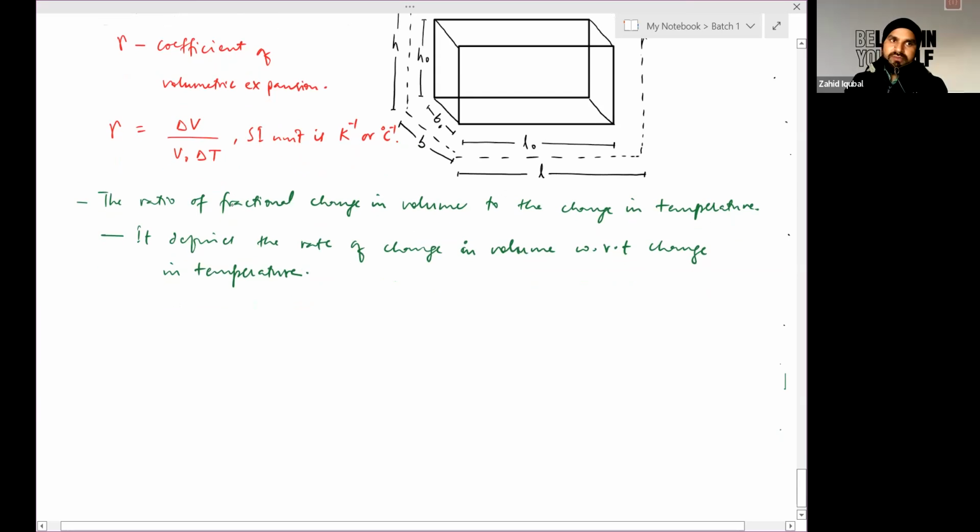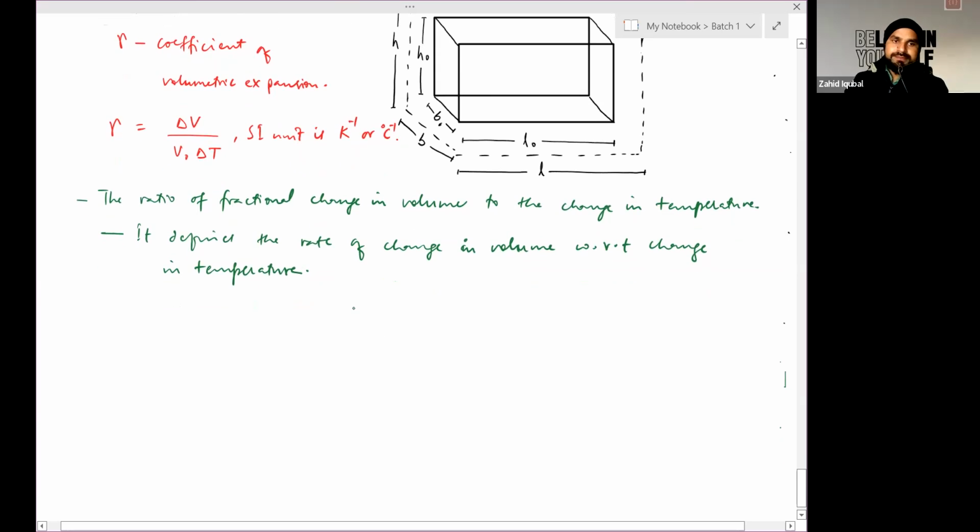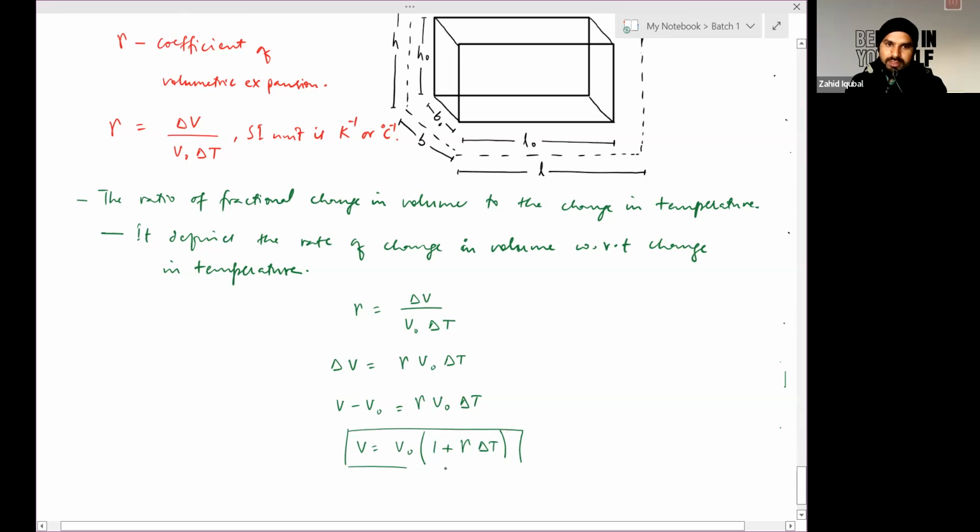Now, related to this expression, we may expand this as gamma equals delta V by V naught times delta T. So on cross multiplication, delta V equals gamma times V naught delta T. So V minus V naught equals gamma times V naught delta T. Moving V naught to the right side, V equals V naught times 1 plus gamma delta T. Similar expression as what we obtained for length and area.